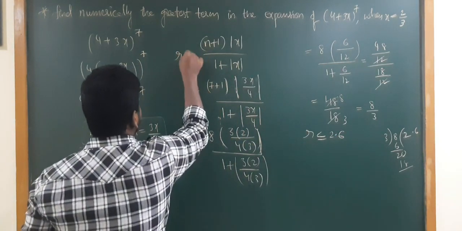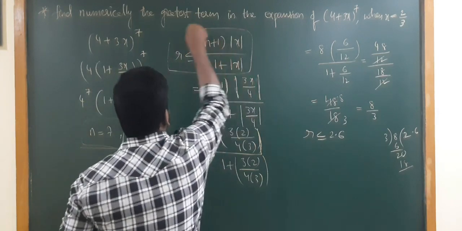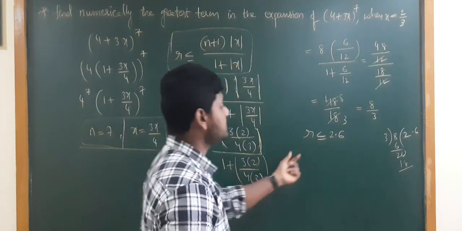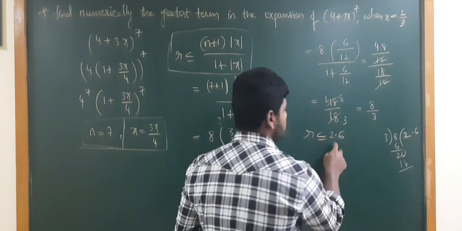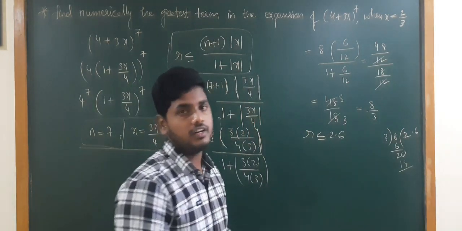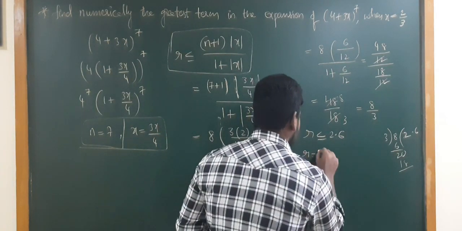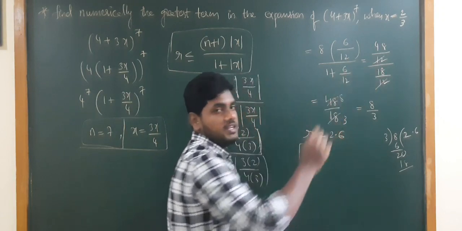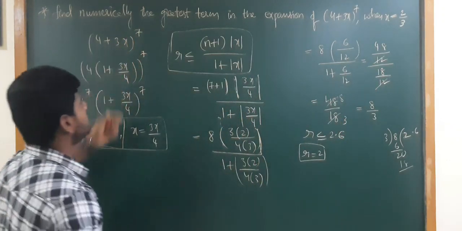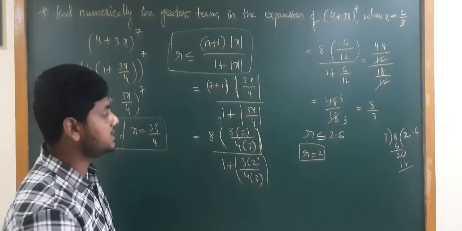Why? Because here the formula is r less than or equal to this one we need to take. See, r less than or equal to 2.6. Is it an integer or non-integer? Non-integer. Non-integer means we need to take r equal to 2. If r equal to 2, what is the greatest term?